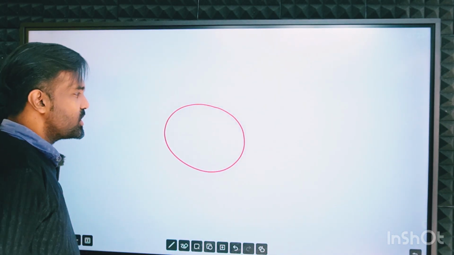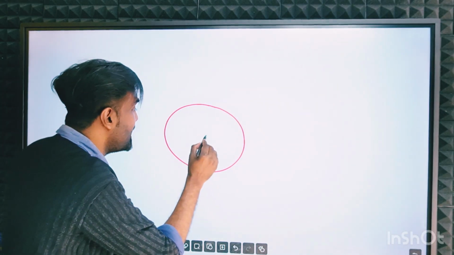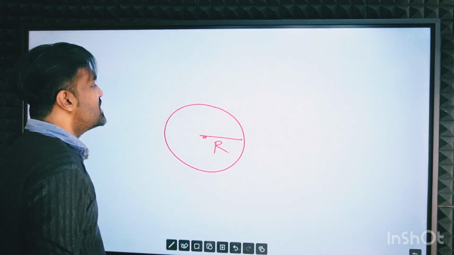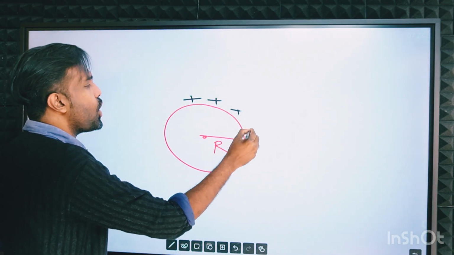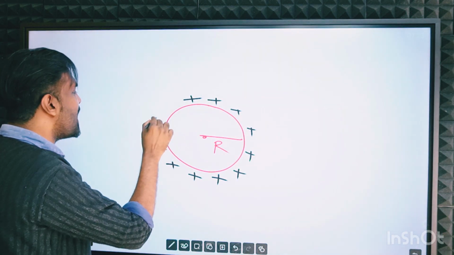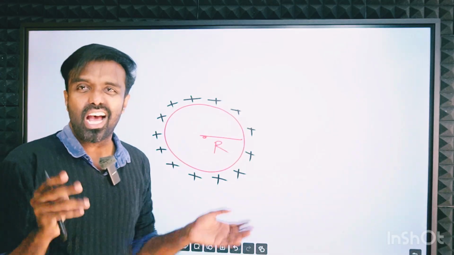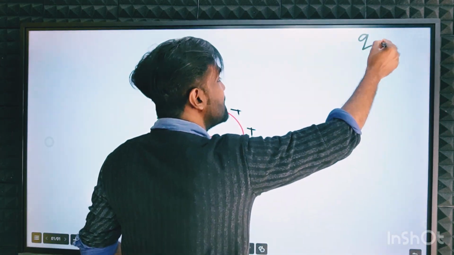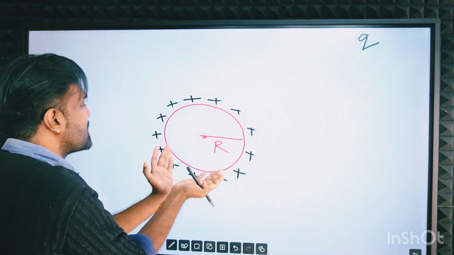Consider a red-colored sphere whose radius is capital R, and charge is distributed all over the surface of the sphere. Guys, let's imagine this is a positively charged sphere. The entire charge is given on the surface. Consider that charge as Q. Q is the charge that we are given to the surface.